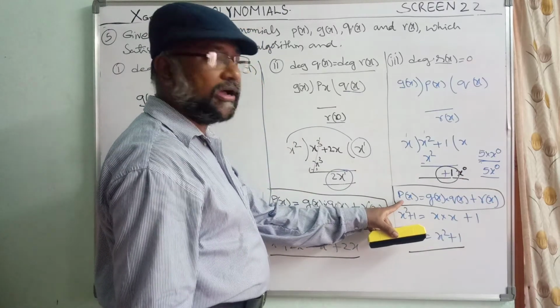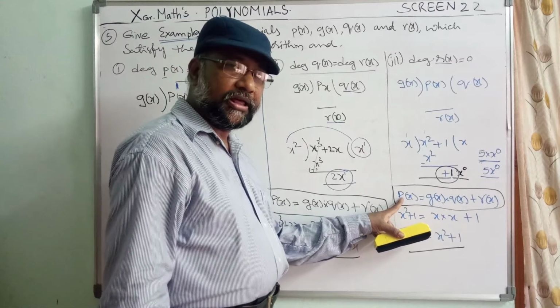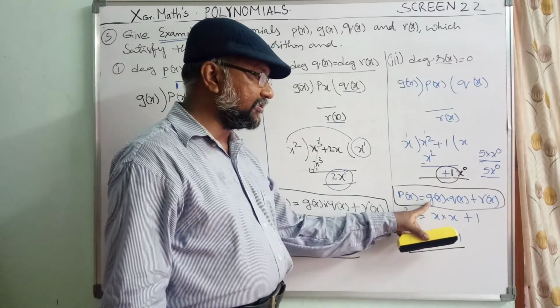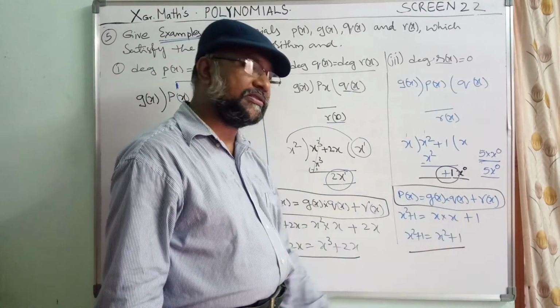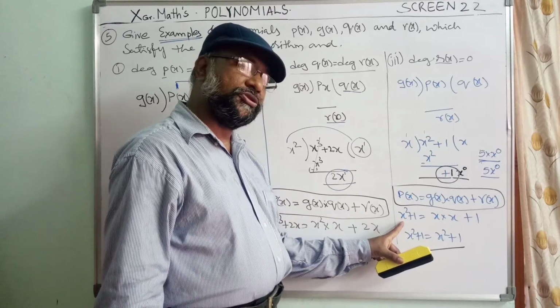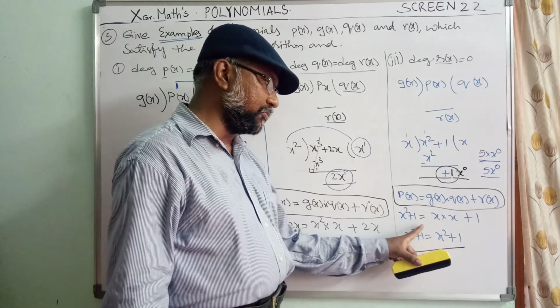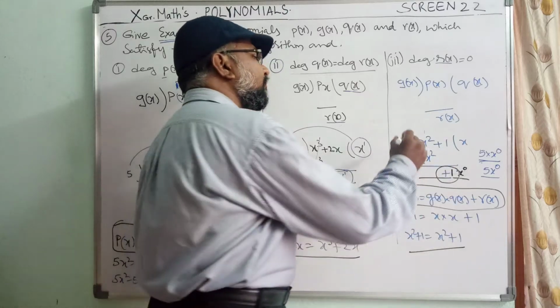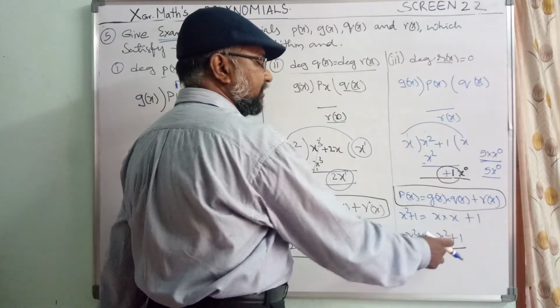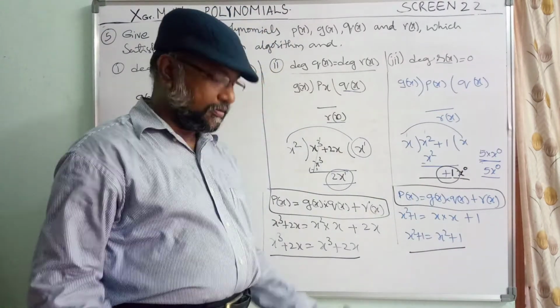Now you write down the division algorithm. P of x is equal to g of x into q of x plus r of x. Just substitute those values. X square plus 1 is equal to x into x. We have to multiply these two and plus 1. Therefore, x square plus 1.